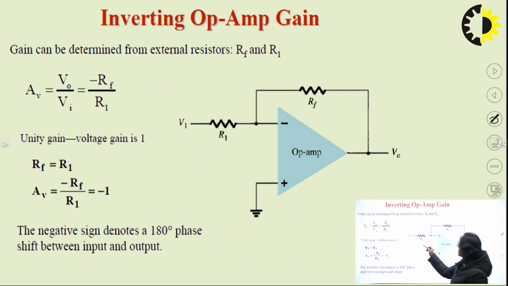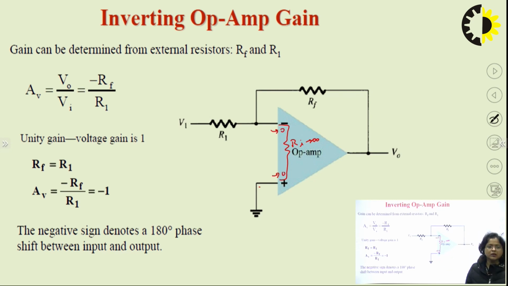We can also see here that due to the concept of virtual ground, since the input impedance of this circuit is very high, ideally infinite, zero current is drawn through both the terminals and hence there is no voltage drop across this resistance. Thus, both the terminals are at the same voltage. So, if one terminal is directly connected to ground, then the other terminal will also be at ground. That is called the concept of virtual ground.